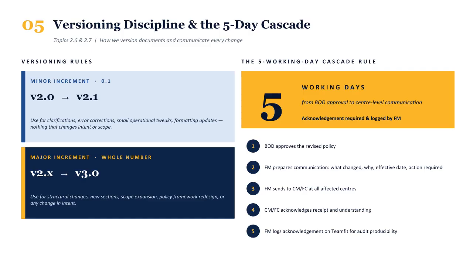Now the cascade rule. Every policy update, once the board approves it, must reach every affected center within 5 working days. The FM prepares a clear communication explaining what changed, why, the effective date, and the action required. It goes to every CMFC at every affected center. Each CMFC must acknowledge receipt and understanding, and the FM logs that acknowledgement on TeamFit. 5 working days, every time. This isn't paperwork. This is what makes the policy enforceable at center level.